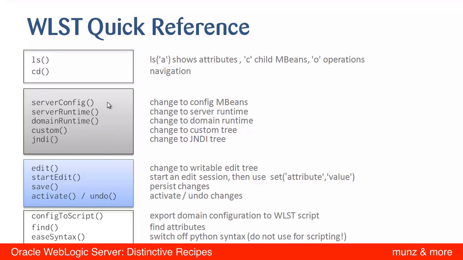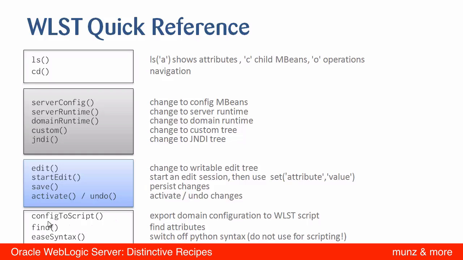Okay, so you've seen how to get from server config to the domain runtime, from the domain runtime, which includes all the server runtimes, to the server runtime of the admin server. And there is a command that will display the JNDI tree as well. And there's a command to navigate to the custom MBeans, which are the MBeans that you program yourself, which I will show you in just a minute. There is another command which is called config to script, which will export a complete domain, including all configurations, including all deployments, and write it out as a script.